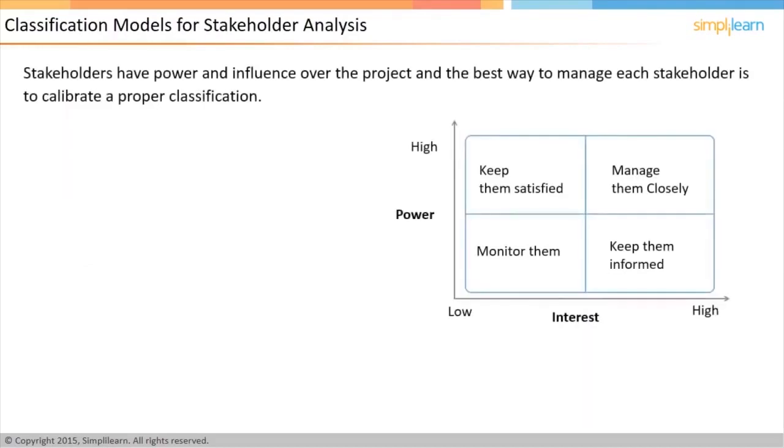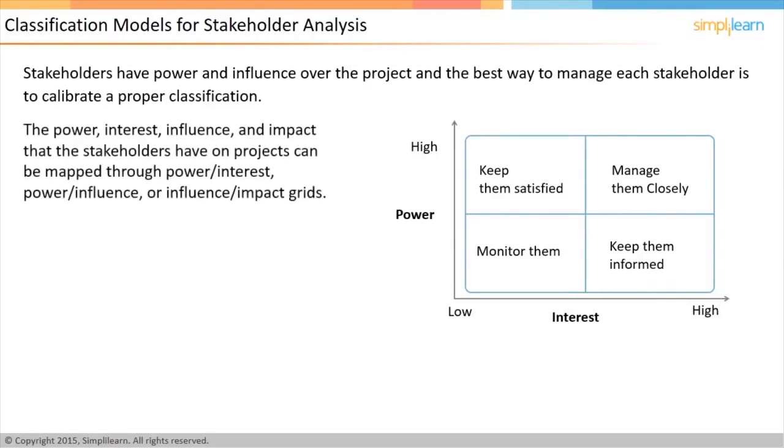Not all the stakeholders have the same amount of influence or power over the project. Therefore, the way to manage each stakeholder needs to be calibrated based on a proper classification of the stakeholders. This is the role of the classification model. You can come up with a grid that maps the power of the stakeholders, the interest they have, the influence they may have, or the impact that they can have on the project through the power interest, power influence, or influence impact grids. It can be represented by mapping stakeholders to a power or interest grid.